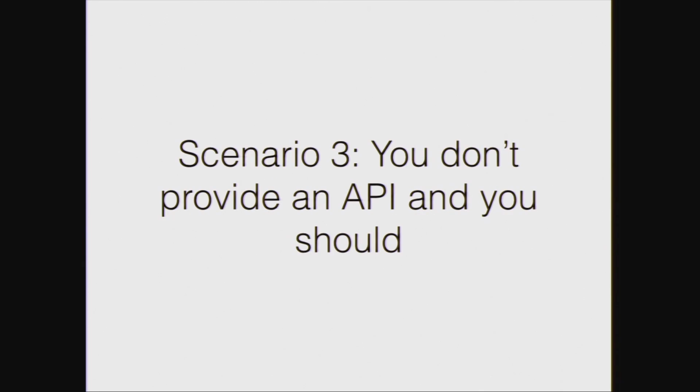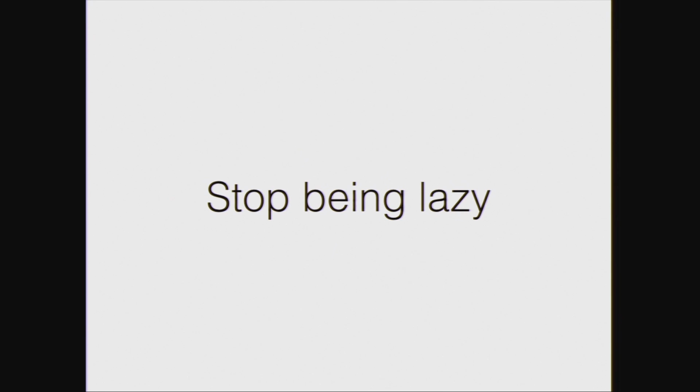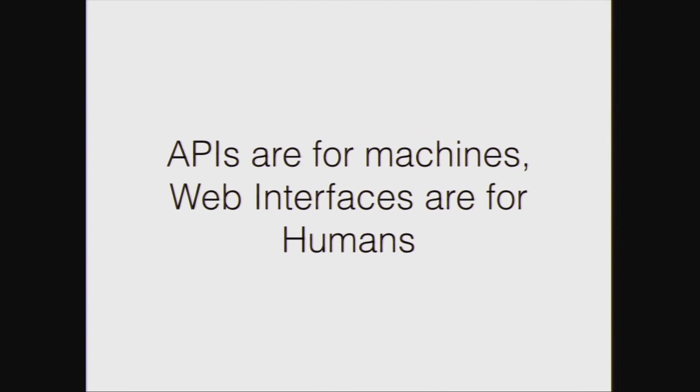There's a third scenario, which is you don't provide an API, and you should. The answer to this is stop being lazy. Make an API. And seriously, this is actually really important. APIs are for machines. Web interfaces are for humans. If you want robot activity, if you want to provide data, simply make an API.